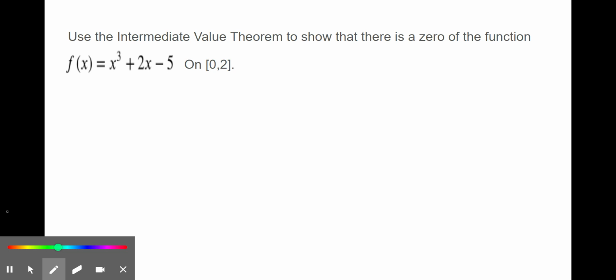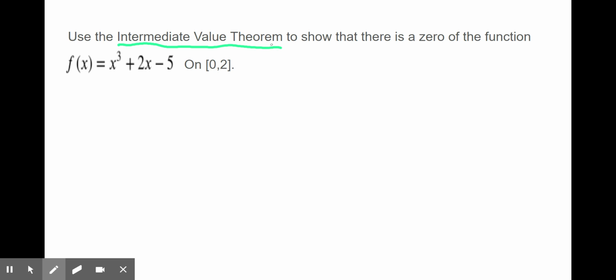So here's a perfect example. Use the intermediate value theorem to show that there is a 0 for the function f of x equals x cubed plus 2x minus 5 on the closed interval 0 to 2. Okay? So we want to use the intermediate value theorem to show that there's a 0. So by 0, we mean that the y value will equal 0. So basically, I'm asking you the same question I did in the activity. Will you go through the x-axis? Okay? So to figure out if you're going to go through the x-axis, using the intermediate value theorem, you need to convince me of a couple things.